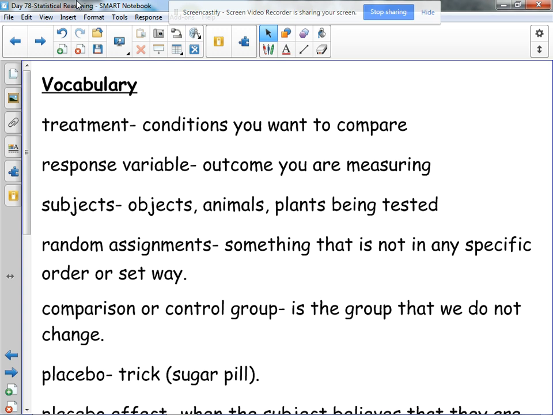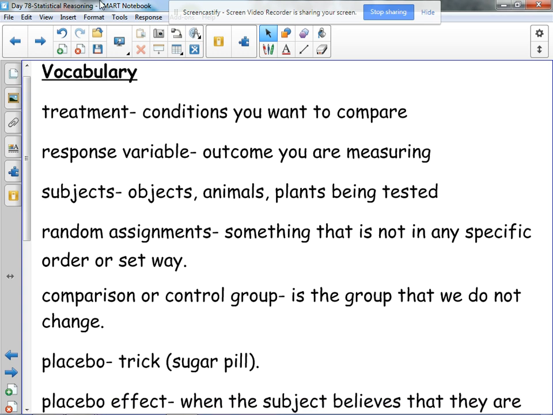I think a treatment, you're kind of familiar with that. It's pretty self-explanatory. It's what you want to compare. So typically we think about treatments in terms of medical treatments, but that's not always the case. It's not always a medical situation. We could be dealing with something else, but it's what you are trying to see if it has any effect or not. Your response variable is the response. What happens when you give the treatment? What is the response? What happens? What's the outcome? And we measure that typically.